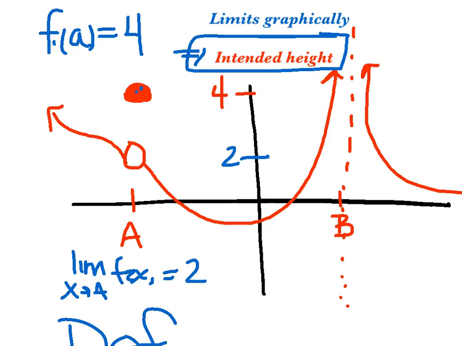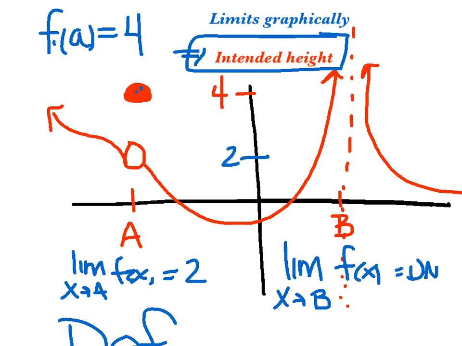All right, let's look at B. From the left, it looks like it's shooting up towards positive infinity, and from the right, it's shooting up towards positive infinity. However, does the limit exist? The limit as x approaches b of f of x actually does not exist, even though they're both headed in the same direction, towards infinity. Infinity is not an actual tangible number. So my answer is does not exist. Okay, but our whole key is the limit from the left has to equal the limit from the right, and then your limit exists.